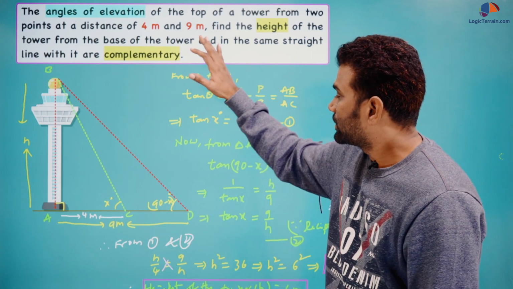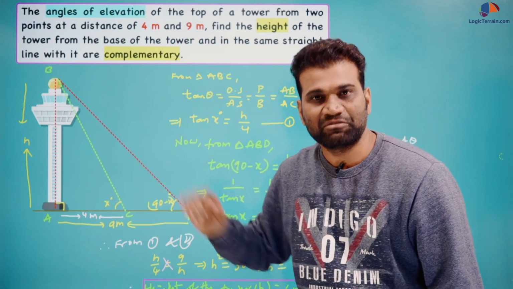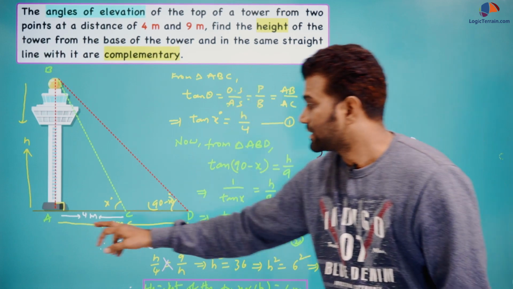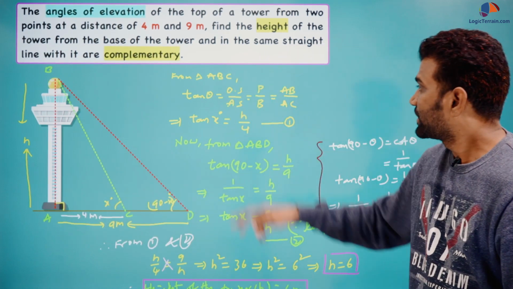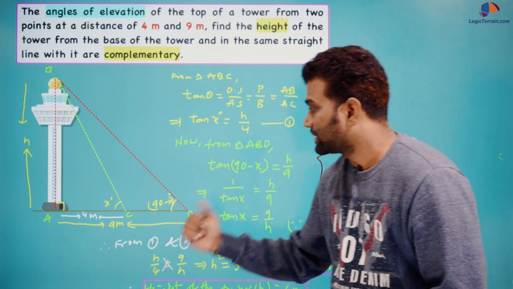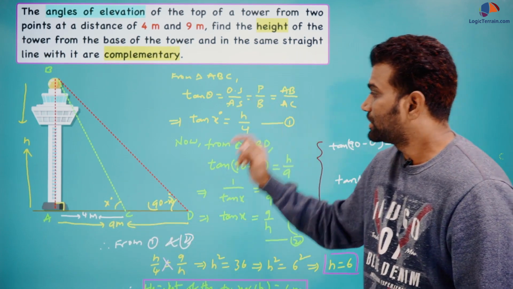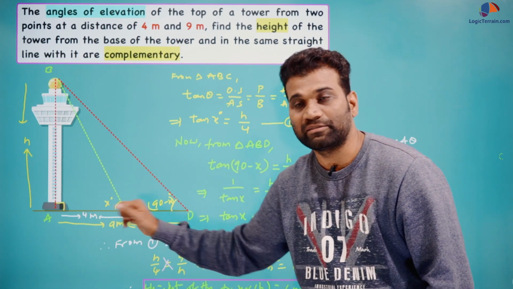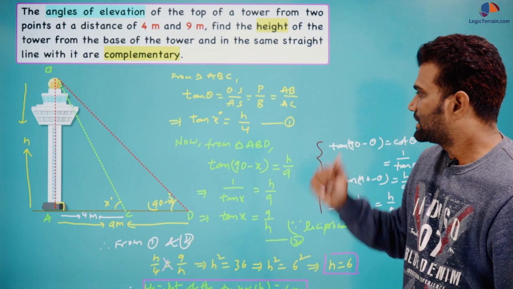So according to the question, this is the diagram and this is the information. Again we have 2 right angle triangles. First considering right angle triangle ABC, tan theta is equal to opposite side upon adjacent side. Here theta is x, the opposite side is h, which we have assumed, and the adjacent side is 4 meters, which is given. So tan x equals h upon 4. Let us take this as number 1.